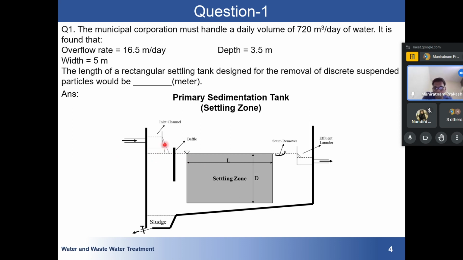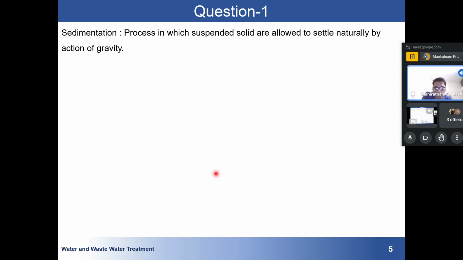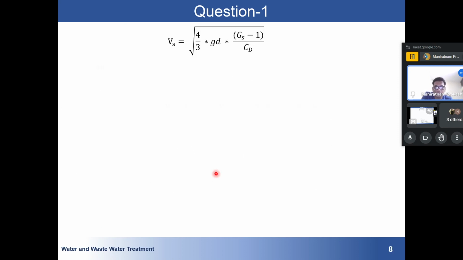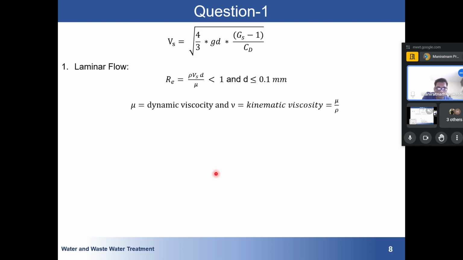So the reason for adding the baffle is that we want our water to pass into the settling zone in a very smooth way. Coming to the point which I was discussing: in this way our water will pass smoothly in the settling zone, and this flow will be laminar flow. The condition to identify a laminar flow is given by the Reynolds number.